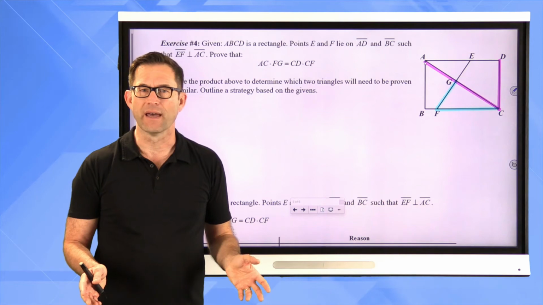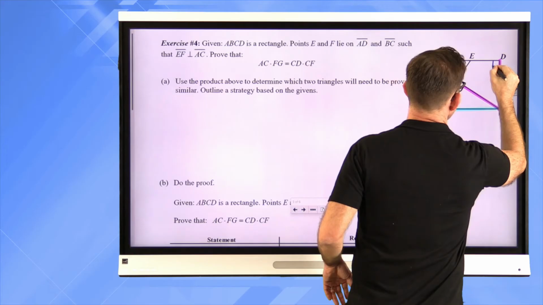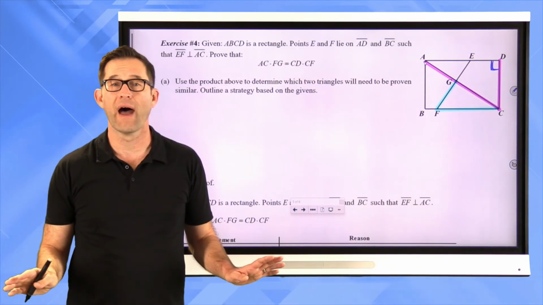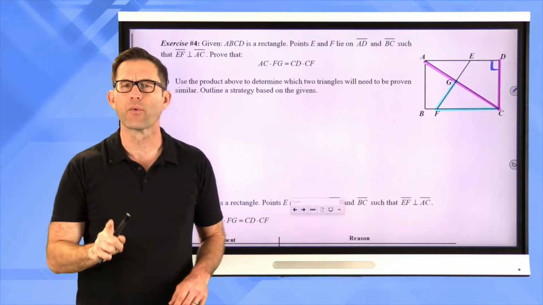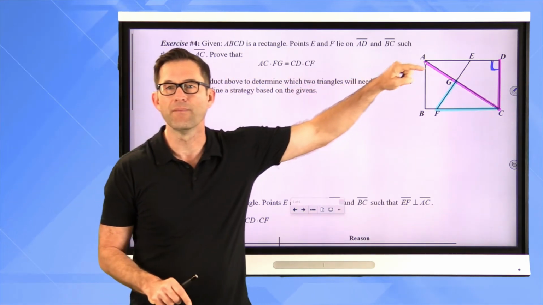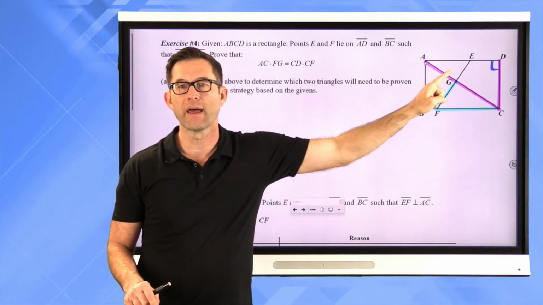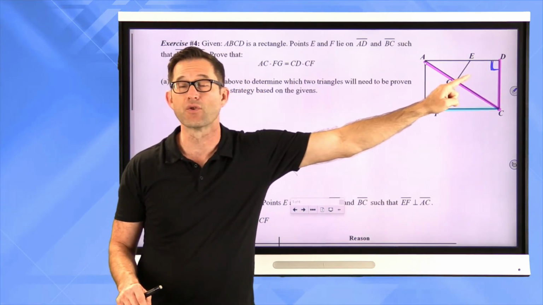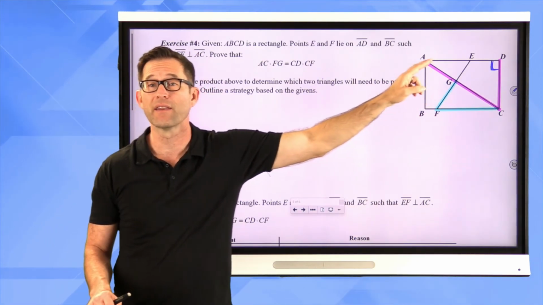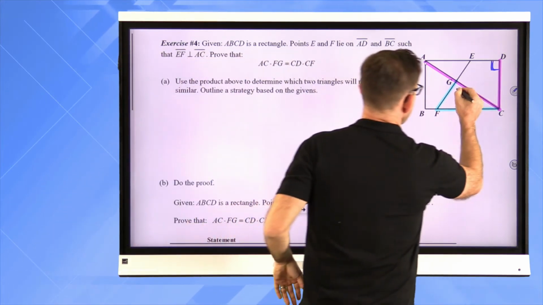We know we've got a rectangle. Awesome. And one thing that knowing I've got a rectangle tells me is that this is a right angle. Okay, I know that. Can I get any other right angles? Well, I know that EF is perpendicular to AC. So EF is perpendicular to AC, which means this is a right angle, this is a right angle, this is a right angle, and this is a right angle. But the only one I really care about is this one, because it's within this triangle that I'd like to prove similar to this triangle.